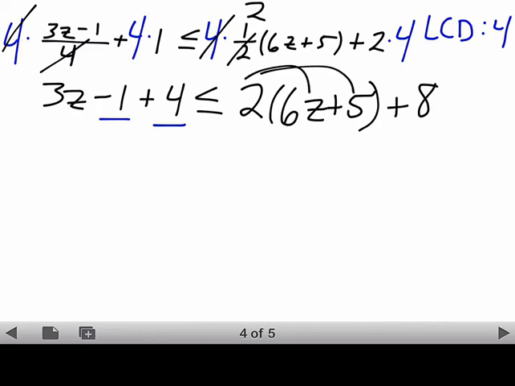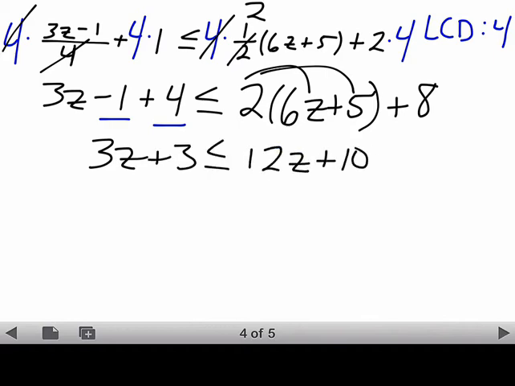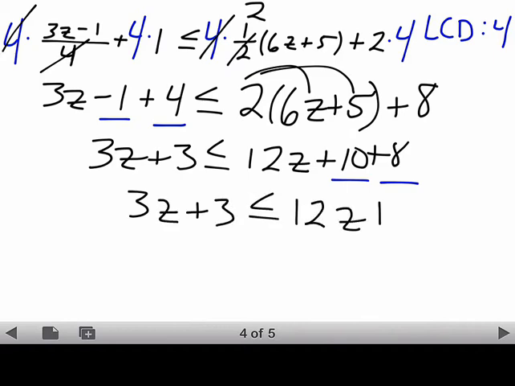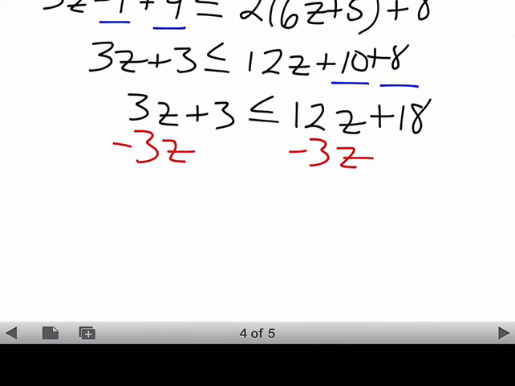I can distribute on the right-hand side. We get 3z plus 3 is less than or equal to 12z plus 10 plus 8. Collecting like terms on the right-hand side now, we have 3z plus 3 is less than or equal to 12z plus 18. Now, last time we kept the variable on the left-hand side. We ended up with a negative coefficient. This time, I'm going to keep the variable on the right-hand side, making sure that the coefficient stays positive. We're positive people, aren't we?